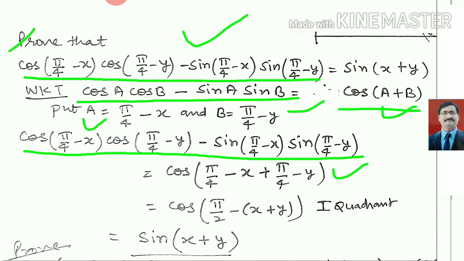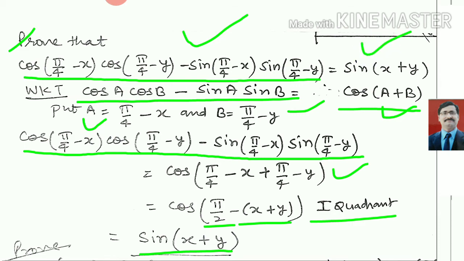Pi by 4 means here 45 degree. 45 plus 45 what we have, 90 degree. 90 degree means pi by 2 you can write, and minus x and minus y, you can take minus common. So minus (x plus y) you get. Look here, cos(pi by 2 minus theta) means it is in the first quadrant, and in the first quadrant all are positive, and on pi by 2 we have to do the change. So this will be sin(x plus y) we will get. So this we get, this is the right hand side.